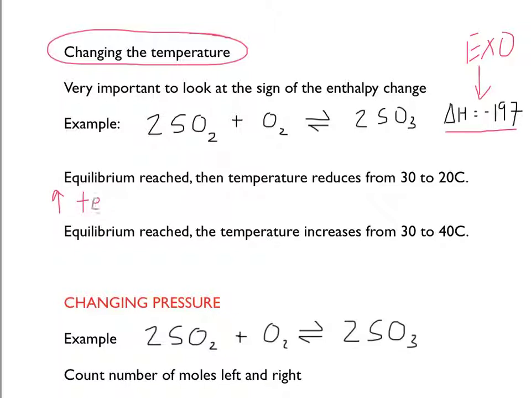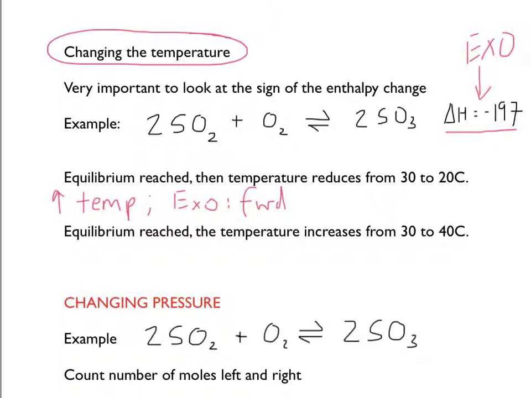It will try to oppose the change by increasing the temperature. How will it do this? It will do this by carrying out the exothermic reaction. Now, the exothermic reaction is the forward reaction. We can see that by this sign here. The value given in this, the enthalpy change, is always the forward reaction.